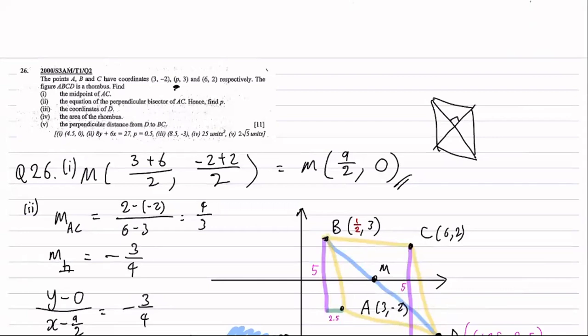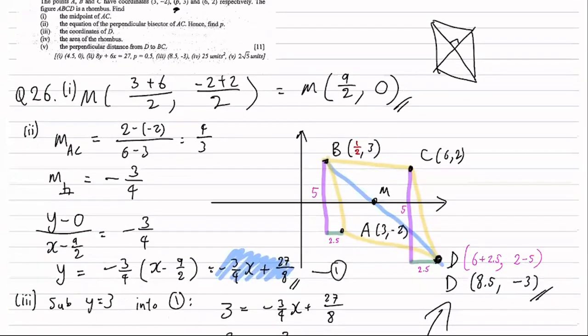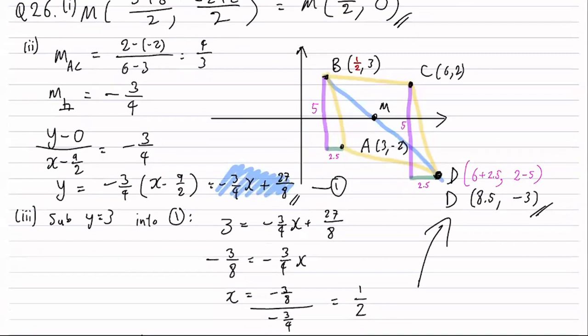Now that's the area, part V. Perpendicular distance from point D to BC. So let's say we extend this line a little bit. Then we want to find the perpendicular distance here. Can you see? Let's just call this point E. Then there's a perpendicular line here. You want to find the distance PD, essentially, right? The perpendicular distance PD. How?